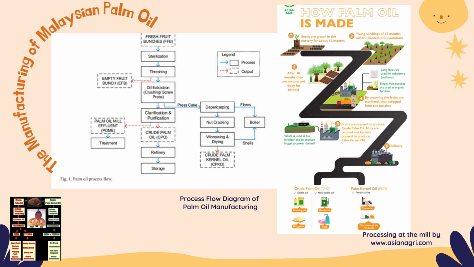Next, the CPO is transferred to a refinery where it is processed into edible oils such as cooking oil, cream, and margarine, and also oleochemicals used in detergents, biodiesel used in fuel, and lastly lauric acid used in cosmetics and soaps.